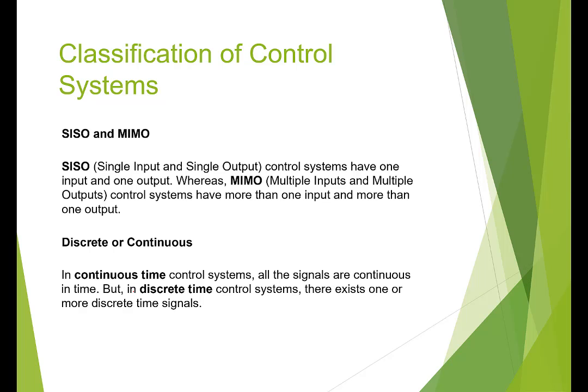Most systems have multiple inputs, like a robot. You have multiple joints that you need to change in order to get the end effector position. This would be a MIMO system.